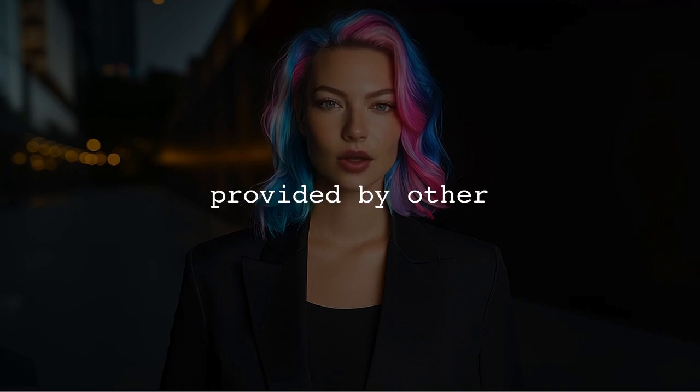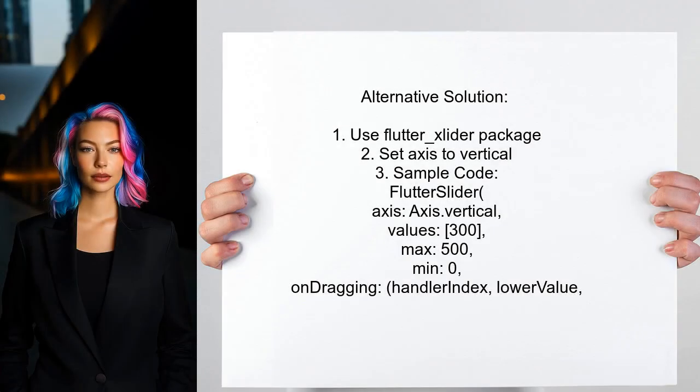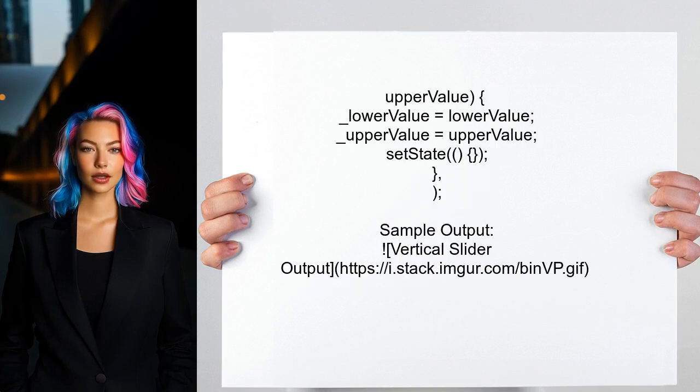Now let's look at the answers provided by other users. An alternative solution for creating vertical sliders side by side in Flutter is to use the Flutter X-Slider package. This package allows you to set the slider's axis to vertical, enabling users to drag values from bottom to top.